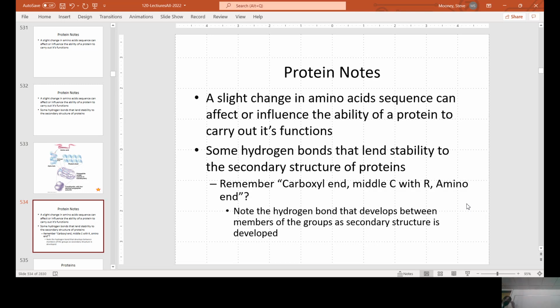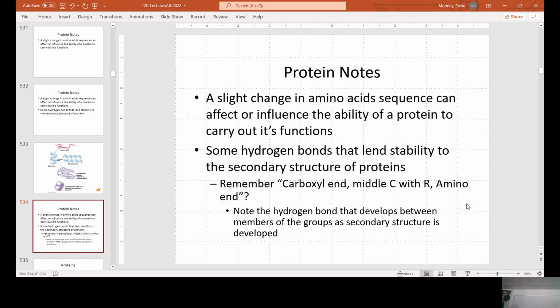So when we have that carboxyl end, we have oxygen on that end. We have the middle carbon with the different R groups hanging off it. And the amino end, that's got hydrogens. We can have interactions between that oxygen and the hydrogens in the amino group. They're not bonds, but they kind of stick together. They kind of stabilize each other.